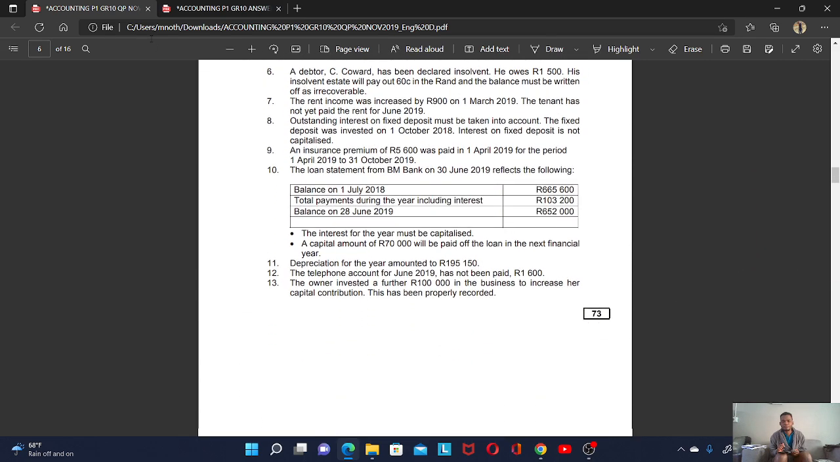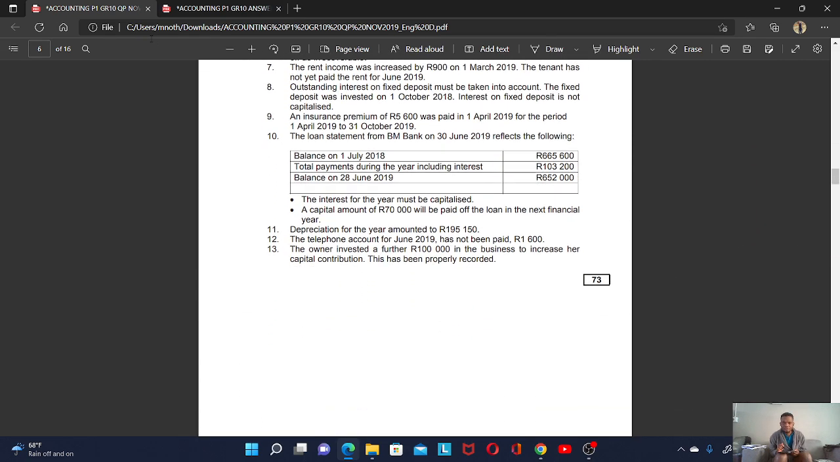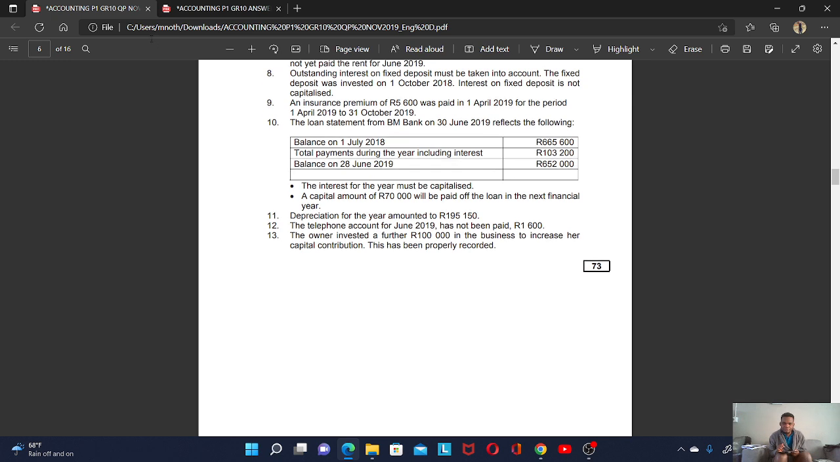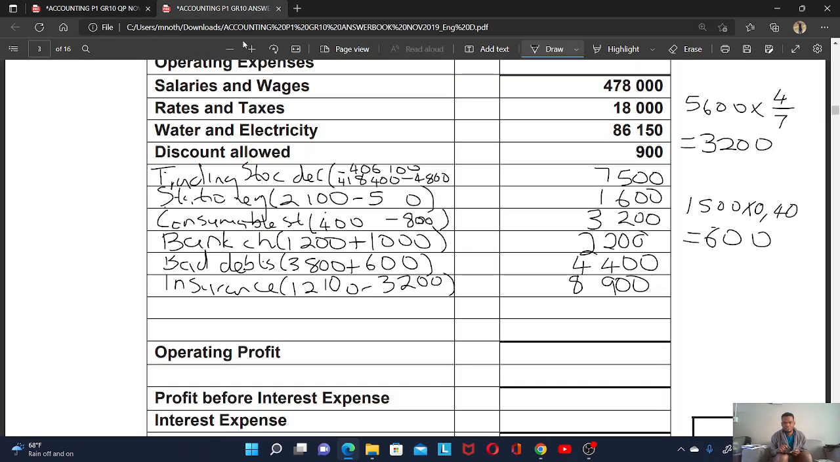Let's continue. This is interest on loan. We have depreciation for the year of 195,150. Note, we don't have depreciation in the trial balance, so this is why I'm writing that balance.